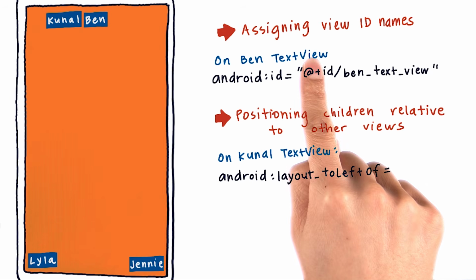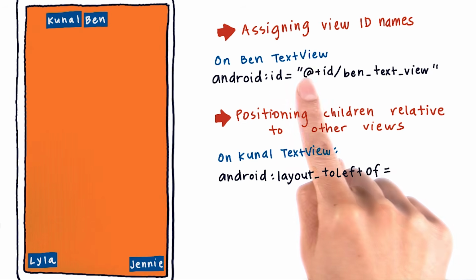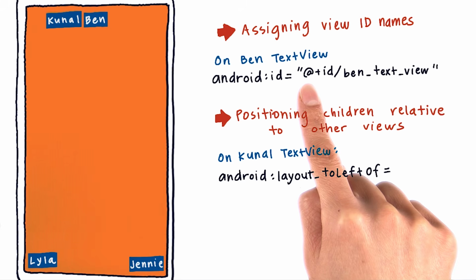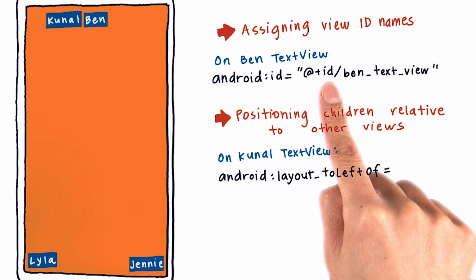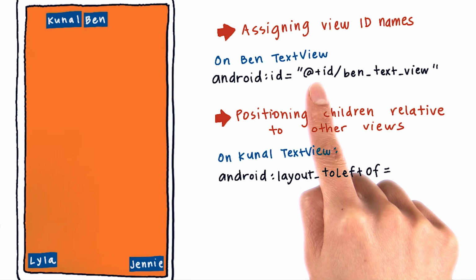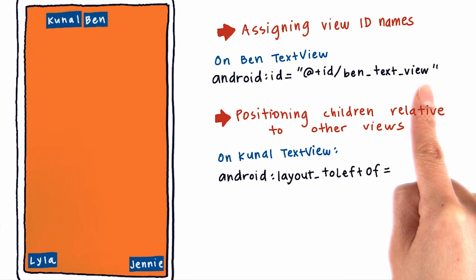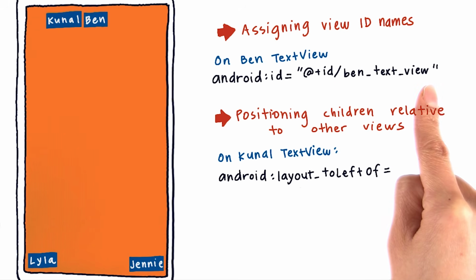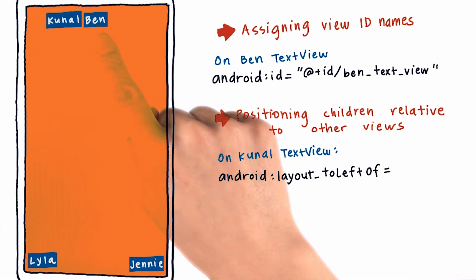So on the Ben text view, we can add this attribute android:id. The value of it is the ID name. The format starts with an @ symbol. @ refers to a resource in our Android app. We've also seen this @ symbol for referring to images in our app, for example, @drawable. Then we specify the resource type. In this case, the resource type is an ID. We also add the plus symbol because this is the first time we're declaring this ID. Then we have a slash, and then we have the name of the view. This is the name that we chose for the Ben text view.